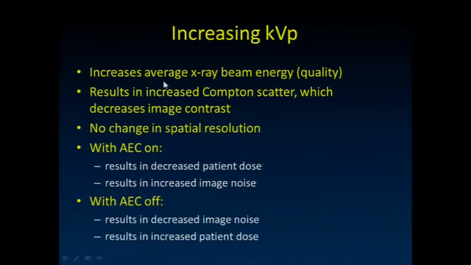When we increase kV, that increases the average X-ray beam energy. It increases the quality of the X-ray beam. Unfortunately, it also increases the quantity of the X-ray beam. And we talked about how going to higher kV gives more efficient production of X-rays. So not only do you get a higher average energy of X-ray, you get a greater number of X-rays when you do that. The resultant increase in Compton scatter decreases our image contrast, so we typically do this secondary to changing the mA.